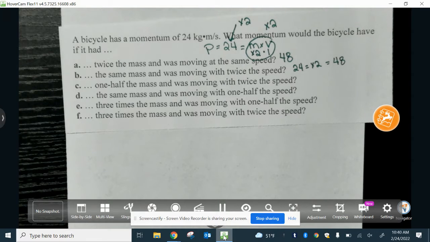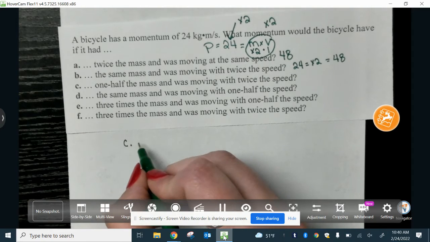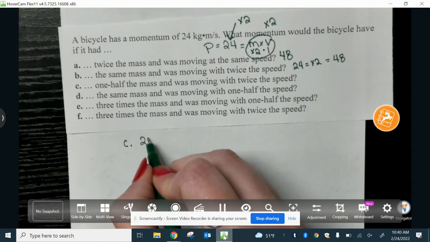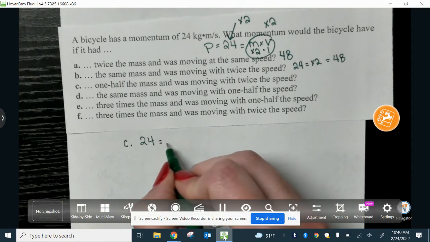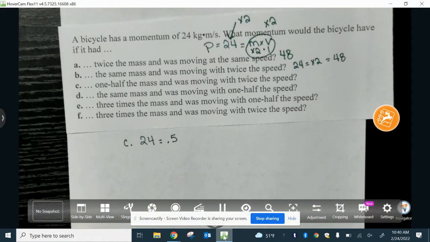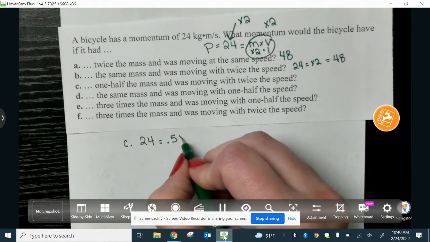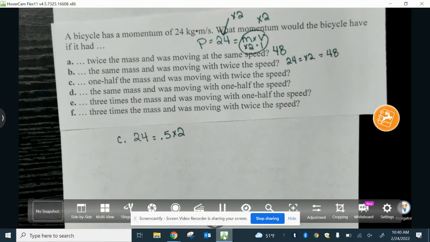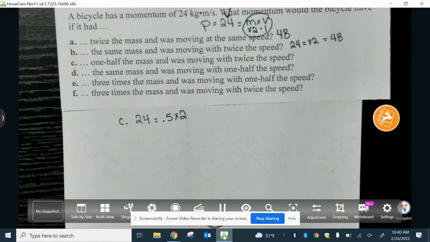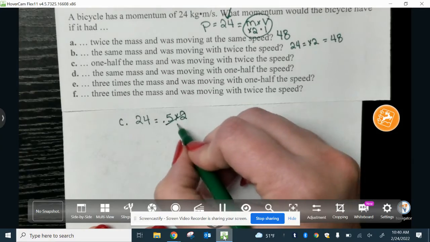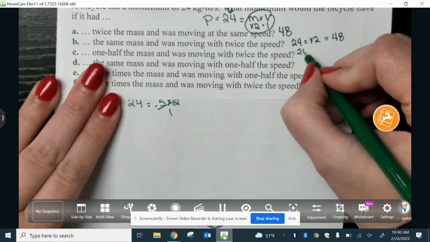C says 1/2 the mass was moving with twice the speed. I kind of run out of room, so I'm going to write it down here. We have 24 is equal to... I don't like fractions because I'm an adult. I don't have to use them. So I use 0.5. And 0.5 times 2 is 1. So C is just 24.